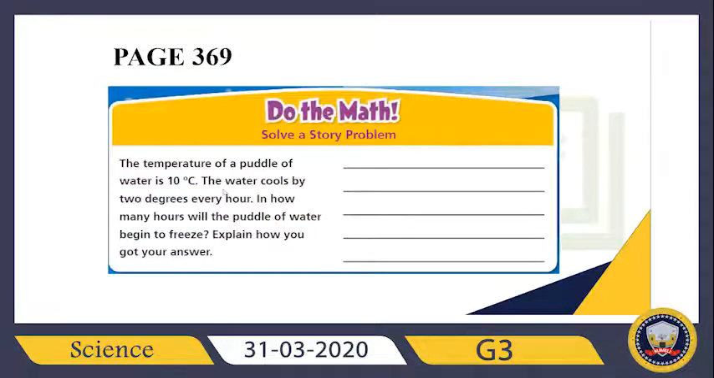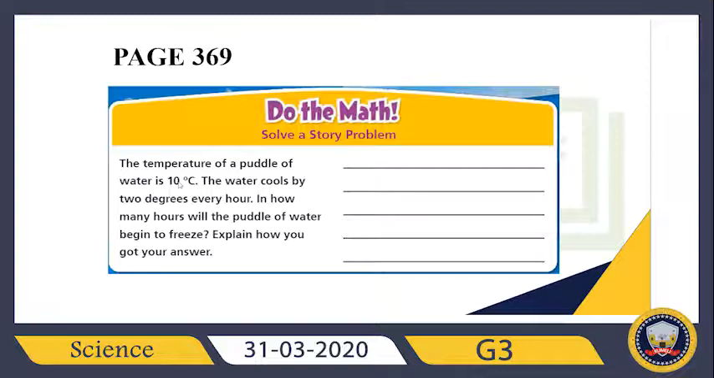Let's do the math. It's asking, the temperature of a puddle of water is 10 degrees Celsius. The water cools by 2 degrees every hour. So cooling, remember. In how many hours will the puddle of water begin to freeze? Explain how you got your answer. Right now this is water. I know water freezes at 0 degrees Celsius. But right now water is 10 degrees Celsius and every hour it will get 2 degrees lower.